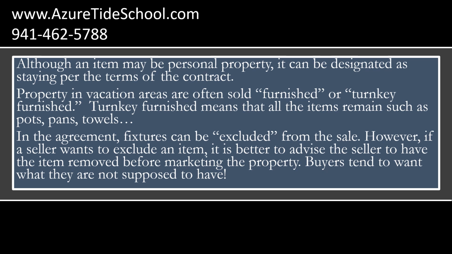Property in vacation areas is often sold furnished or turnkey furnished. Turnkey furnished means that all the items remain, such as pots, pans, and towels, in addition to the furniture. In the agreement, fixtures can be excluded from the sale. However, if a seller wants to exclude an item, it is better to advise the seller to have the item removed before marketing the property. Buyers tend to want what they are not supposed to have.